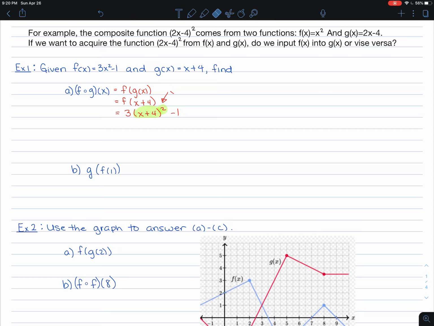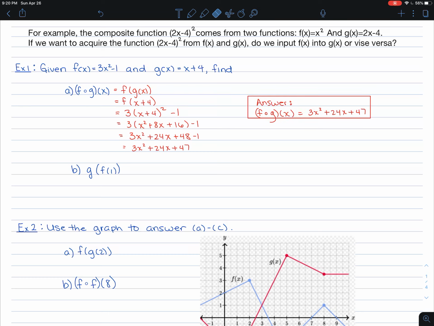Okay, and then the next thing we want to do is simplify. So we FOIL the x plus 4 quantity squared. We get x squared plus 8x plus 16. Go ahead and distribute the 3. And then finally subtract the 1 from the 48. And we have our final answer. So that is our quadratic function f of g of x. Go ahead and pause the video and see if you can do part B.